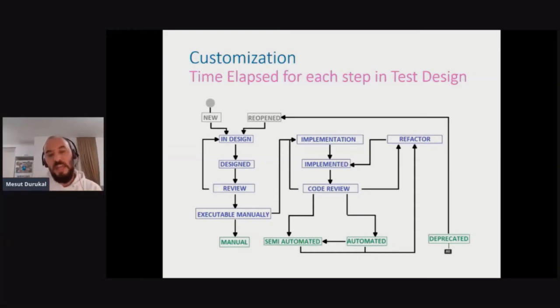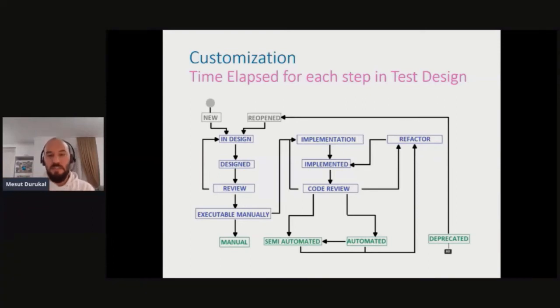So by using the API of Jira, I customized these statuses, and I added a few extra statuses, because I want to see that when the test is being designed by the test owner, it is in design status. And in this way, I can see how long a test design procedure lasts, right? When it enters design and when it exits design, then I can measure the interval between these two, and I can calculate the time needed to design a test case.